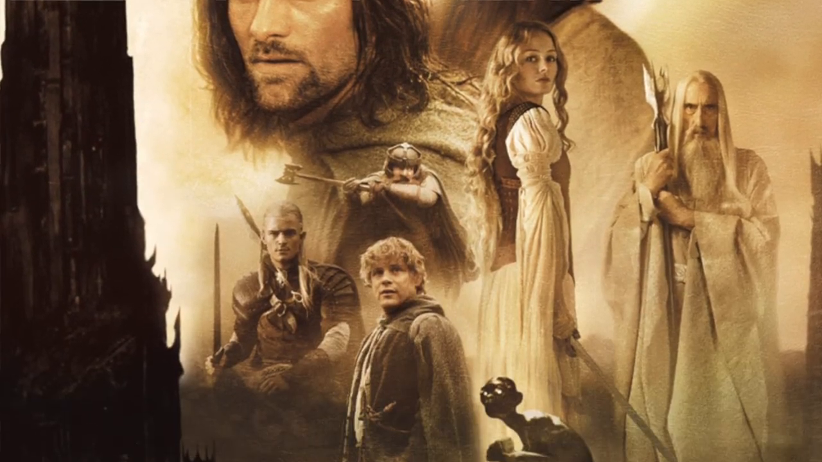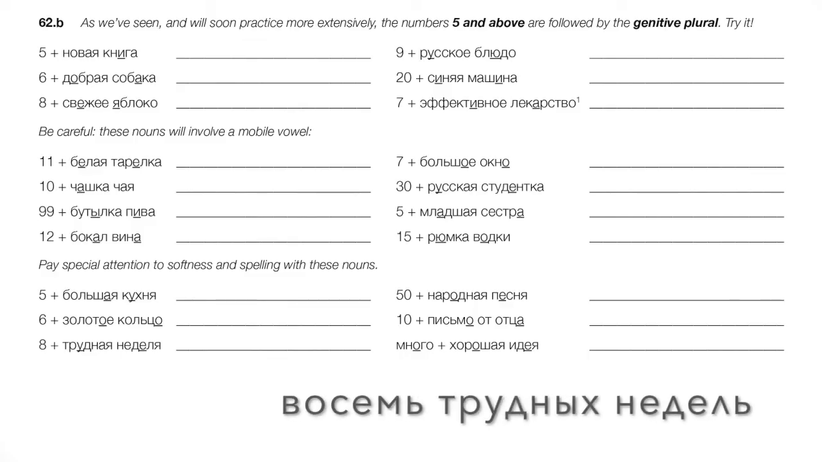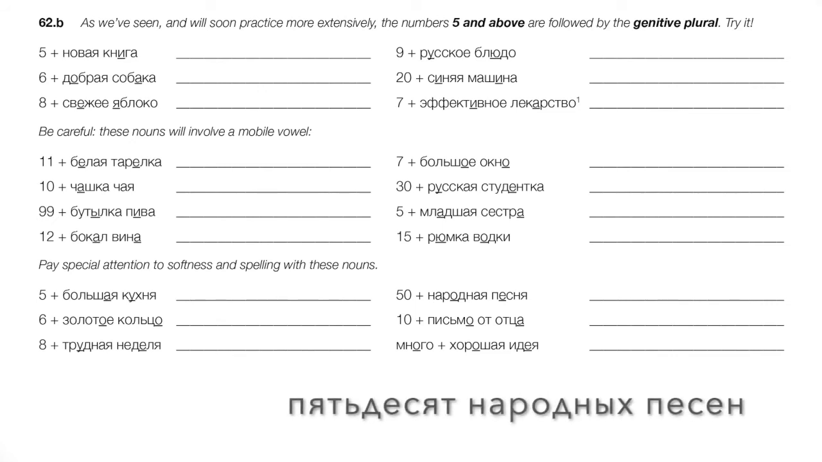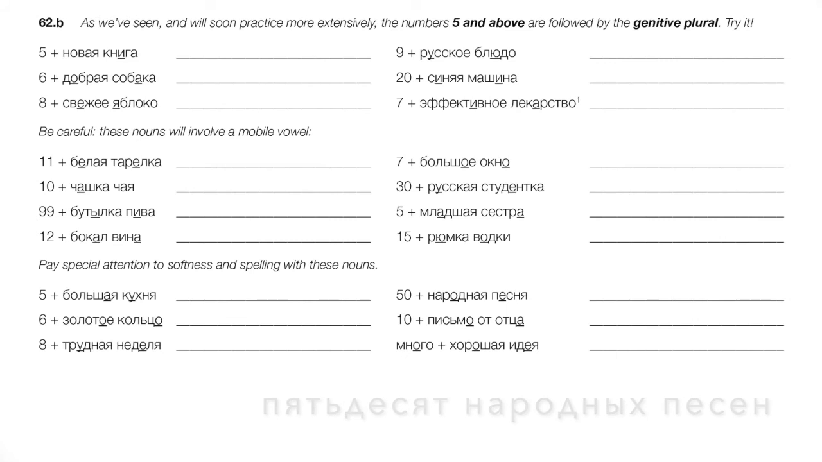8 difficult weeks. 8 trudnych nedel. So again, soft L at the end. All we're getting rid of there is the A vowel sound, but the L remains soft. 50 folk songs. 50 narodnych piesien. Okay, there we do get a yeah. That one's a little bit not quite predictable, right? But anyway, that's the genitive plural, piesien. By the way, that's also irregular in the sense that the N becomes hard. So you might circle that. That's just irregular, we have to say. It's not predictable at all and generally doesn't make a whole lot of sense, but that's the form.